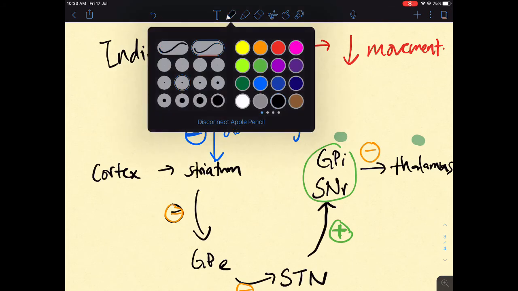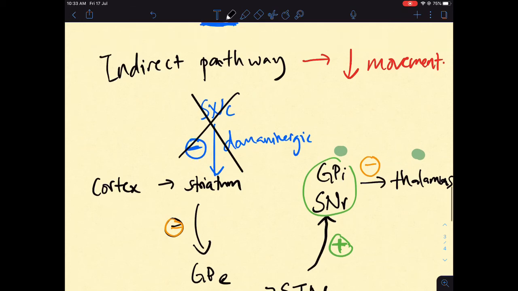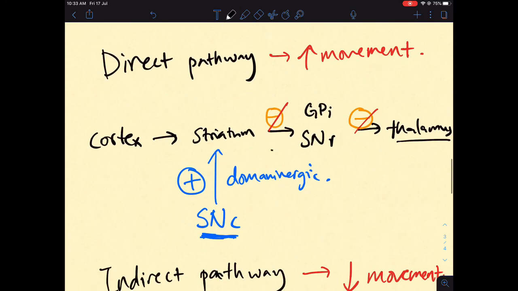And we can kind of see this because in Parkinson's disease, the dopaminergic neurons in the substantia nigra pars compacta die. So this dies. So there is less inhibition on the indirect pathway, so more indirect pathway, so there's less movement. And also what happens is they die, so there's less activation of the direct pathway as well. So there's less of the increase in movement, so there's also decrease in movement.